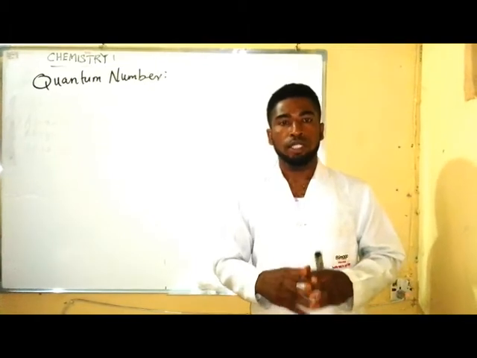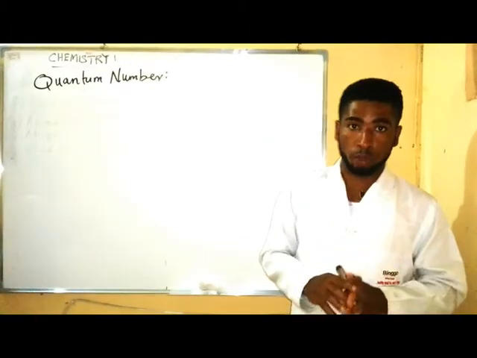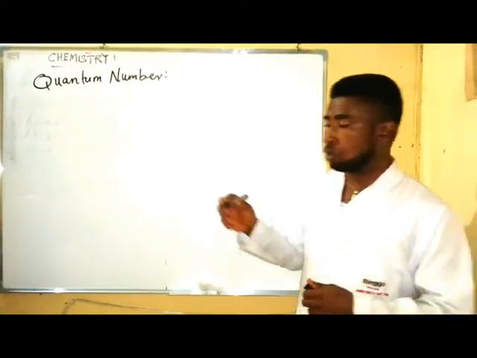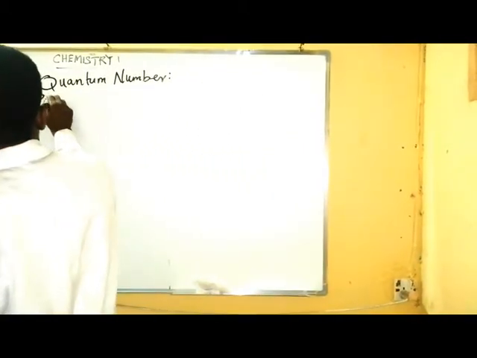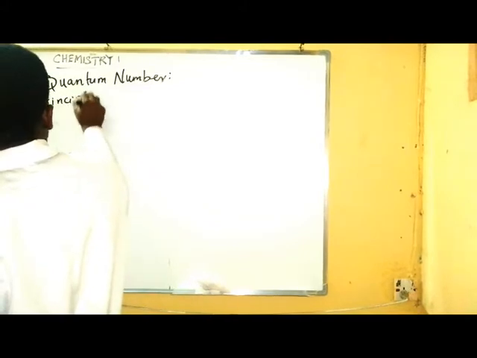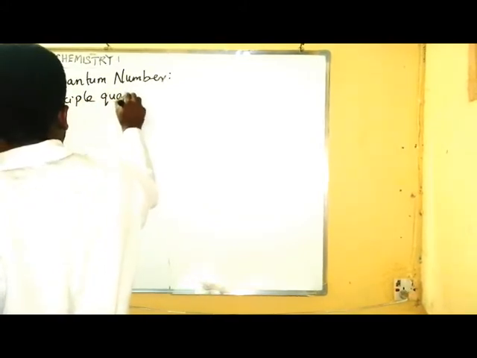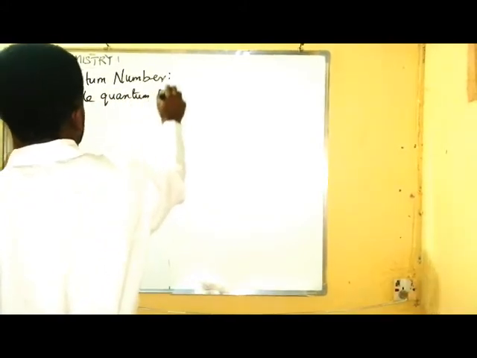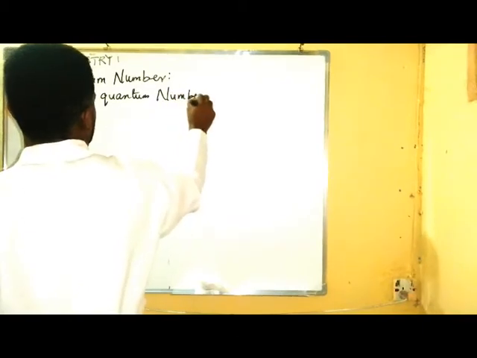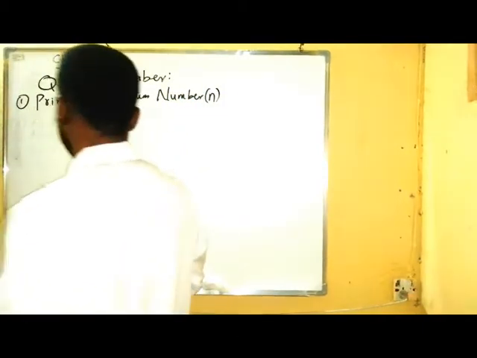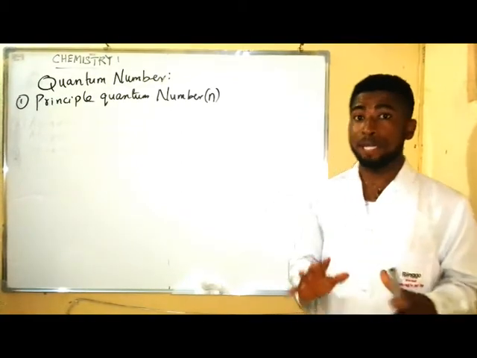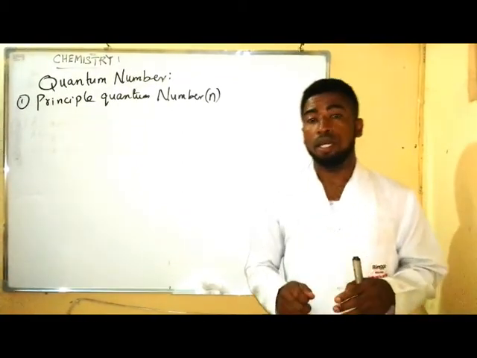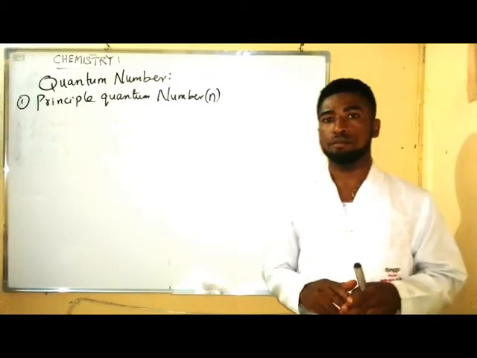So now, there are 4 sets of quantum number. The first is the principal quantum number. The symbol is N. In quantum chemistry, N is the principal quantum number. Make sure you have your pen and paper and make sure you are jotting.